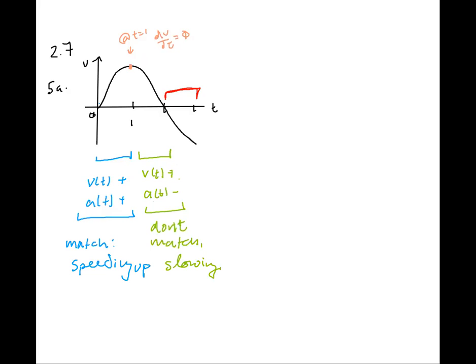And then we're going to say here that v of t is negative and a of t is negative, so they match. And the particle is speeding up. And by match, I mean the signs of the velocity and the acceleration match. So that's how I would approach problem 5a.